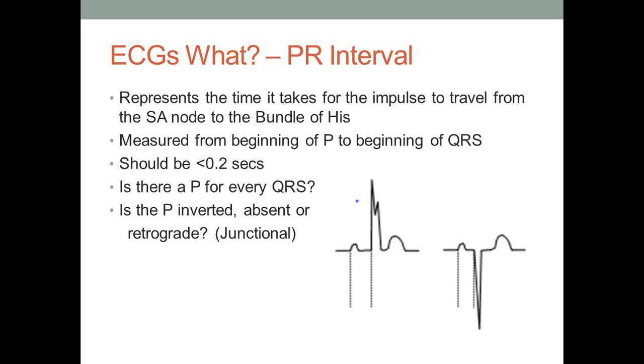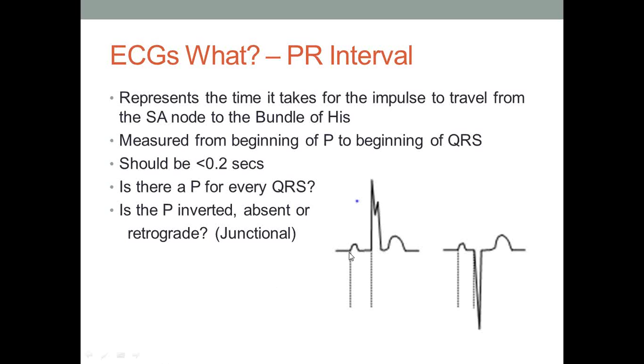So we talked about the PR interval. So far, we know how to count the heart rate. We know how to count the rhythm. The next thing we're going to talk about is the PR interval. We've already talked about this. It represents the time it takes for an impulse to travel from the SA node to the bundle of His. So that incorporates the atria contracting and the time in between.